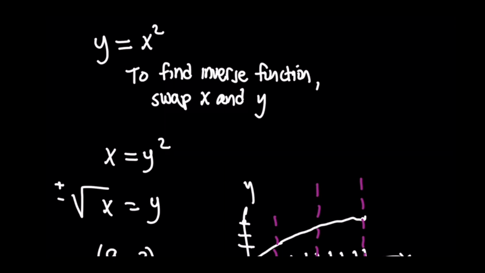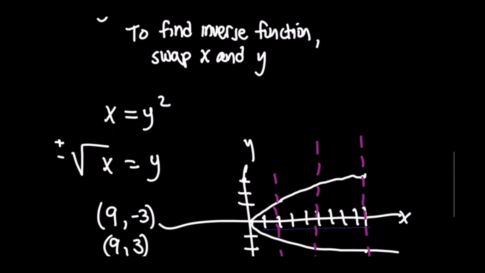So y equals x squared becomes flipped. It is now x equals y squared. And what you want to do next is solve for y, and so when you take the square root of both sides, you're going to get that y equals plus or minus the square root of x. And the plus or minus are very important here because remember when you take the square of a negative, you get a positive result.